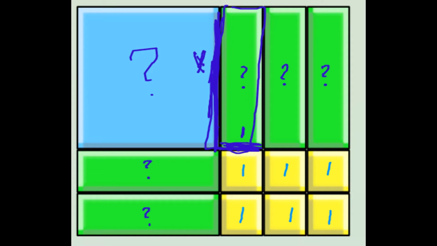This is a 1 block. 1 by 1, 1 by x. Let's go find out what the blue one is. So this means, I'm going to erase.